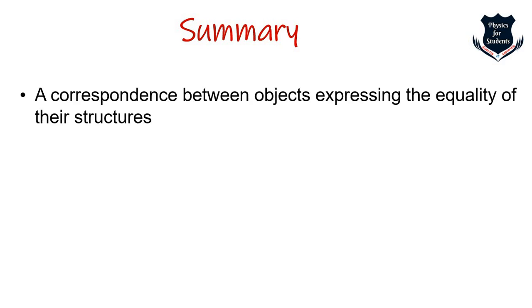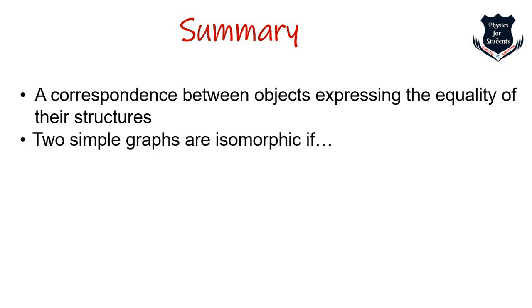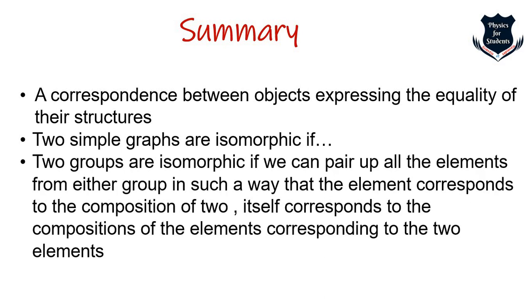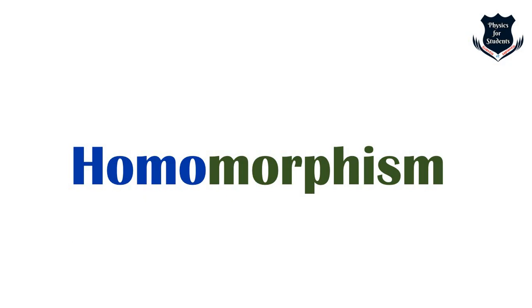So let us quickly summarize before we move to the other topic. Isomorphism is a correspondence between objects expressing the equality of their internal structures. Two simple graphs are isomorphic if, I am not going to tell you, as you understand, the vertices, the edges, and the conditions, etc. need to be satisfied. And two groups are isomorphic if they can pair up all the elements from either group in such a way that the composition of two elements corresponds to the composition of the corresponding elements. So this is a quick summary of what isomorphism actually is.